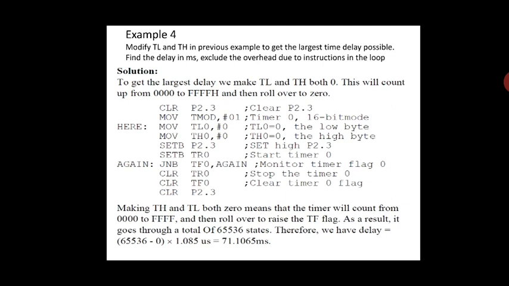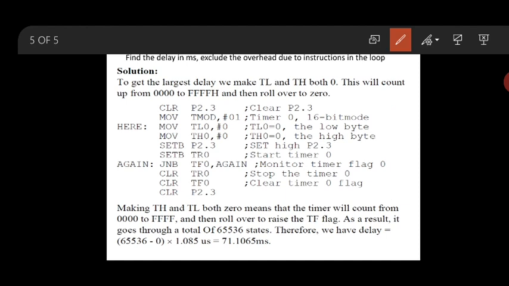Now let us come to the calculation part here. As we know, there is a simple equation given for you to calculate: 65536 minus the TH and TL value. What are the TH and TL values? 0000, meaning I should get 65536. The total interval, if I multiply this, you will come up with 71.1065 millisecond time interval. It is the maximum time interval possible.